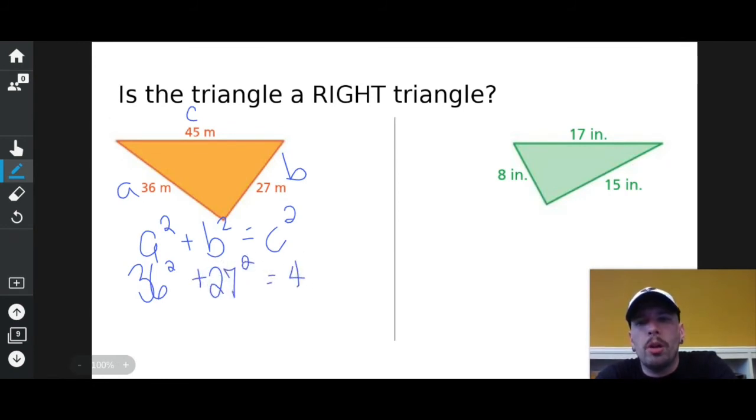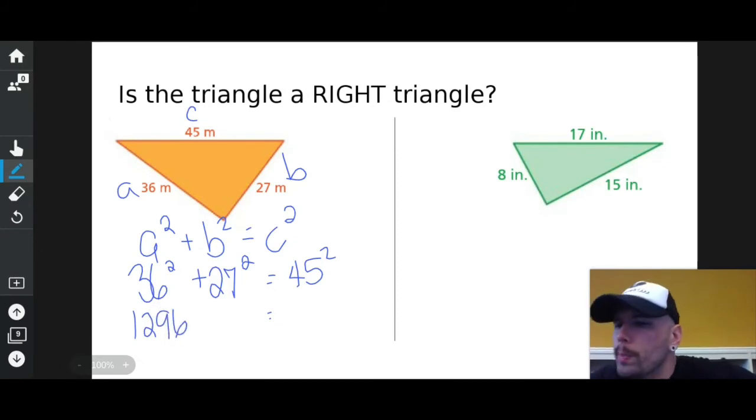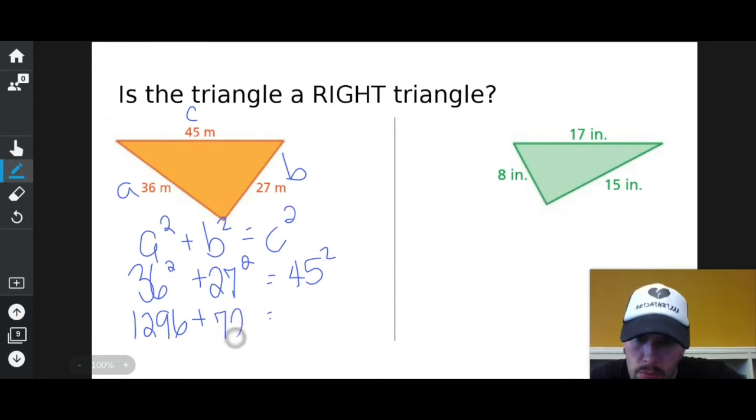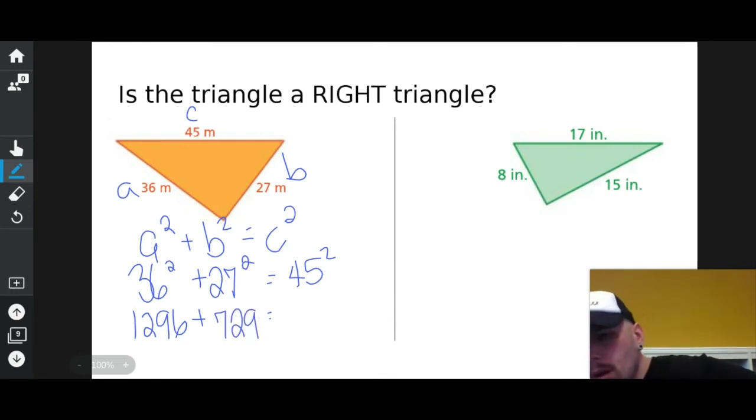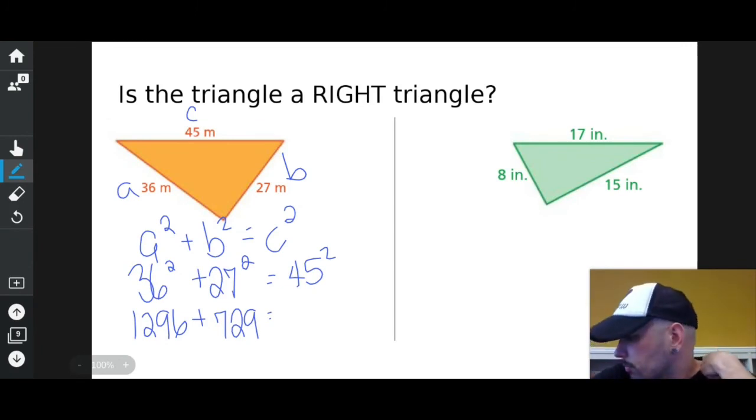I'm just going to do a little bit of math and see what happens. Okay? What's 36 squared? 36 raised to the second power is 1,296. I think I did that one before. What's 27 squared? 27 raised to the second power is 729. Okay. What's 45 squared? 45 raised to the second power is 2,025.